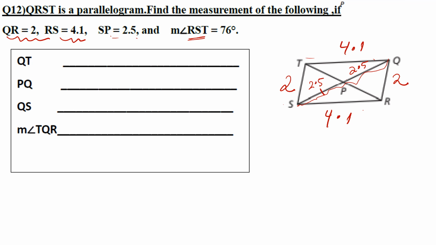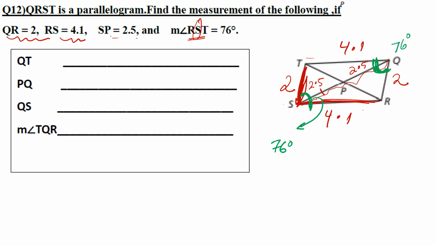Now what about RST? Now RST, how to read? Start from the R and read the S angle. So where is it? R, this S and T. Okay, this is the angle. So they are saying that this angle, I am writing it here, is 76 degree. So if this is 76 degree, then angle TQR is also 76 degree.